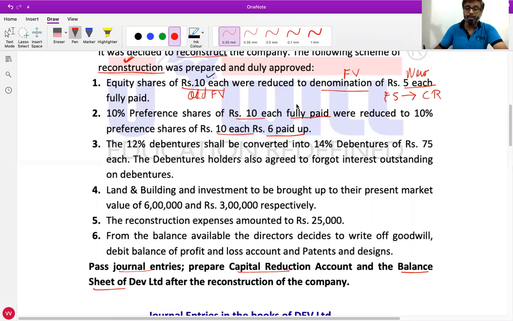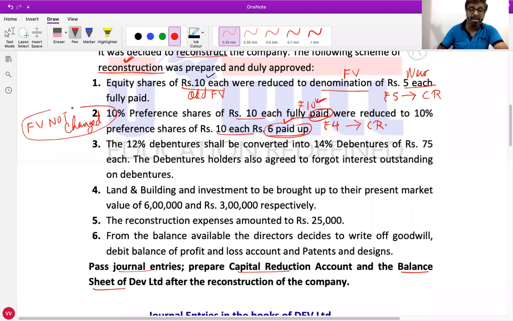No. Fully paid up means only the paid up value is changed. From 10 rupees, the paid up value is changed to 6 rupees. So the face value is not changed here. Okay. So what is the amount they are sacrificing? From 10, the paid up value is decreased to 6. Four rupees they are sacrificing. That will be straight away transferred to capital reduction without changing the face value.